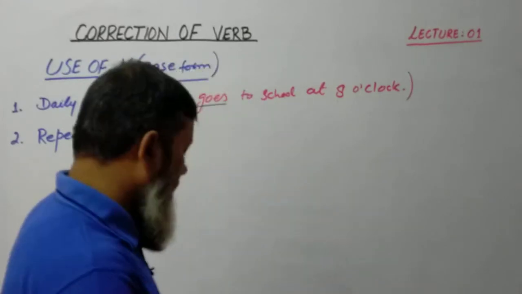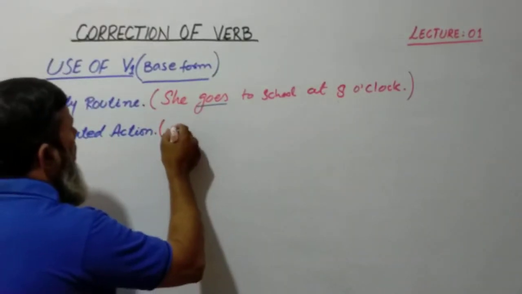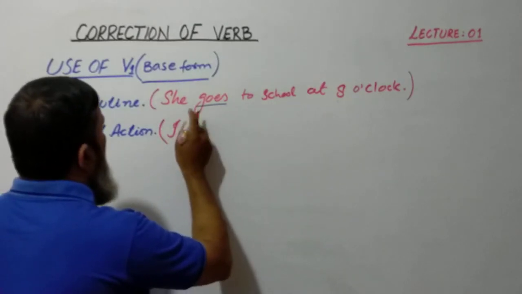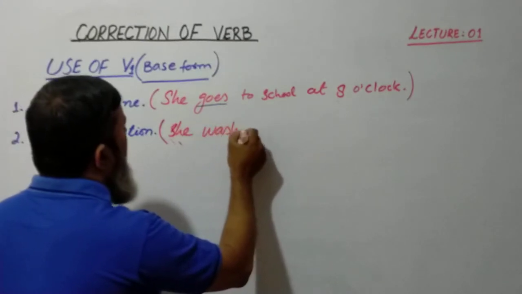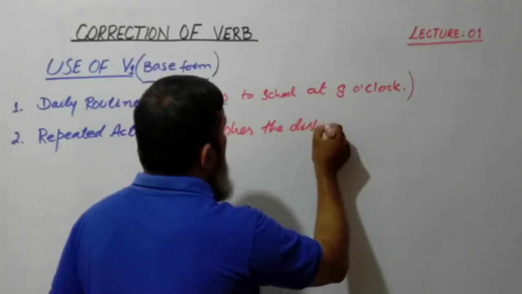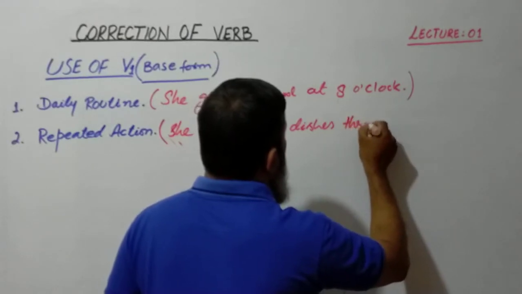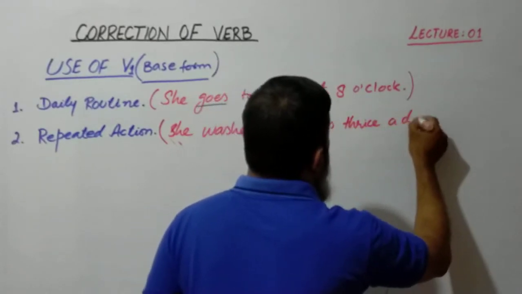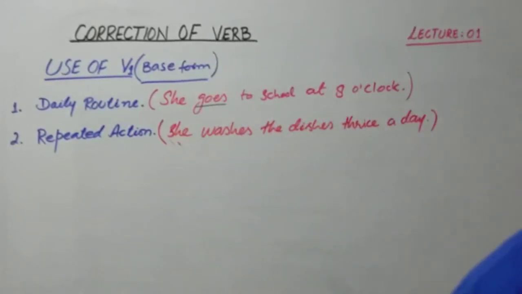Suppose if I say, she washes the dishes thrice a day. Thrice a day means she washes her dishes thrice a day. It means the action is repeated.